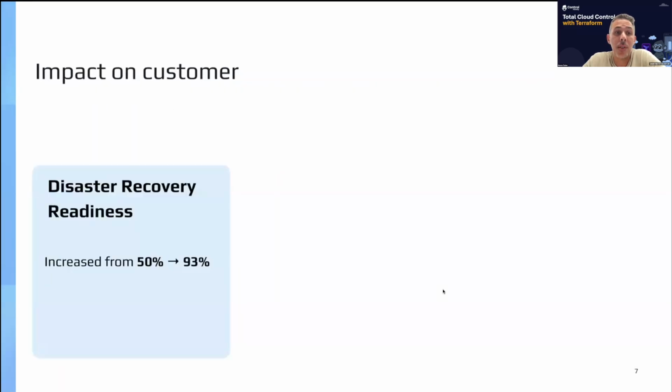So the first thing was the disaster recovery readiness, increasing their IaC and DR posture from 50% to 93%. As you know, in the retail industry, if you have a minute of downtime, it means you lose money. So with them increasing their disaster recovery readiness, they also improve their SLA to their customers, eventually losing less money in case of a disaster, or even not a big disaster, it could also be accidental deletion. So that's impact number one.